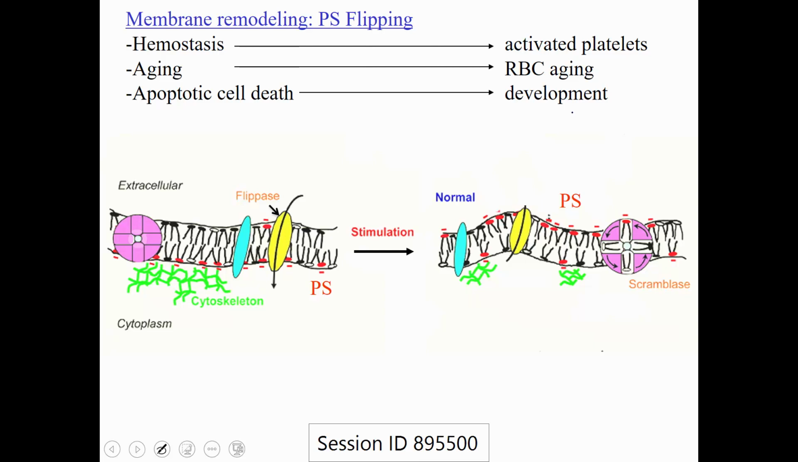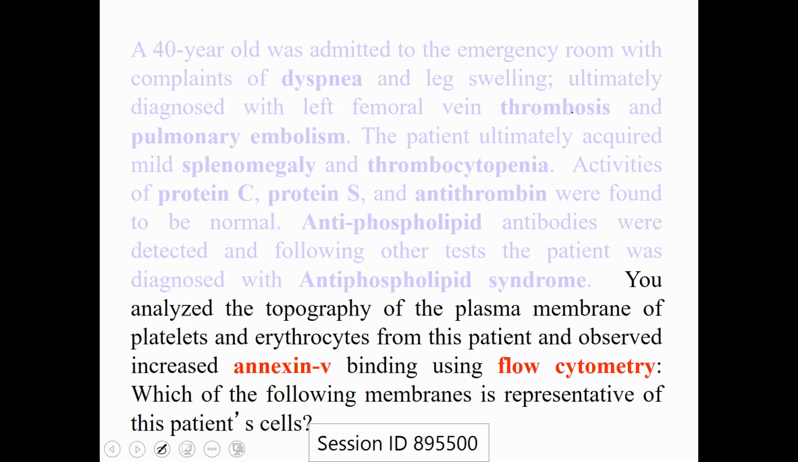Red cell aging, one of the theories is that it's the flipping of the phosphatidylserine recognized by macrophages. Apoptotic cell death, very important for normal development processes. And you know, when apoptosis occurs, phosphatidylserine flips out and allows the cell to be cleared by macrophages. Okay, so that's one piece of the puzzle.